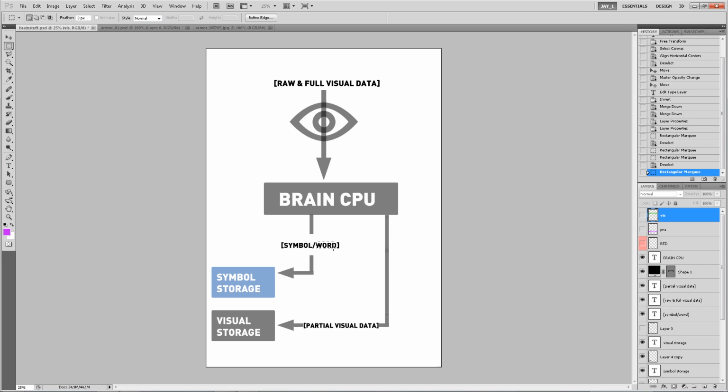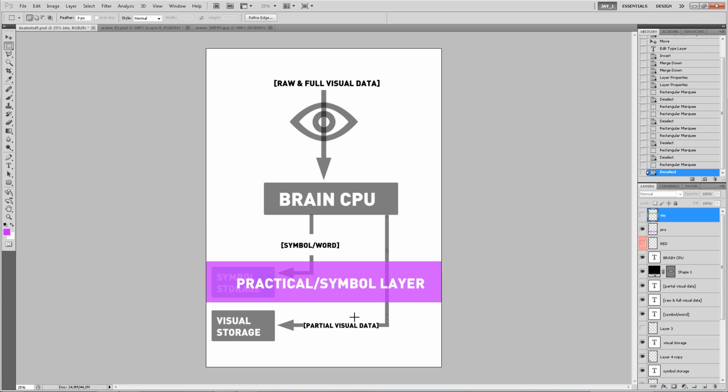So words are actually symbols. All words are symbols, but not all symbols are words. Because a word is a relatively small amount of information that stands for something bigger. If I say the universe, that's not a lot of information, but the universe is huge. So this goes to our symbol storage, and usually people operate on this practical or symbol layer, because this compacted information or this proxy information that is represented by symbols or words is great for exchanging quickly.